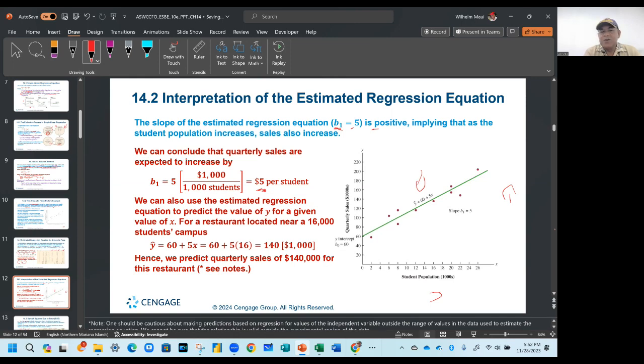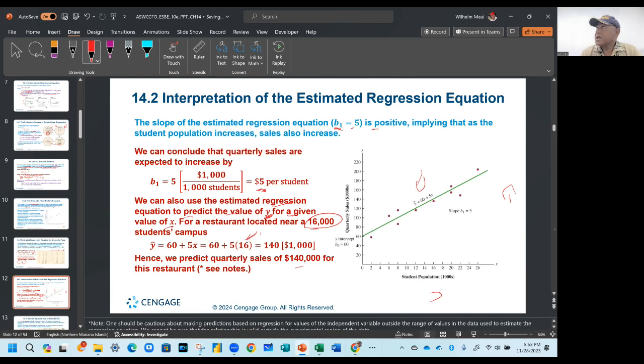We can also use the estimated regression equation to predict the value of y for a given value of x. For a restaurant located near 16,000 students, we just substitute the values. In this case, we're working in thousands, right? So notice it's 16,000, but I'm putting 16 here only. In the end, you ought to be sure to multiply everything by 1,000 to get back to your true unit of measure, no? Hence, we predict quarterly sales of 140,000 for this restaurant, again by substituting.